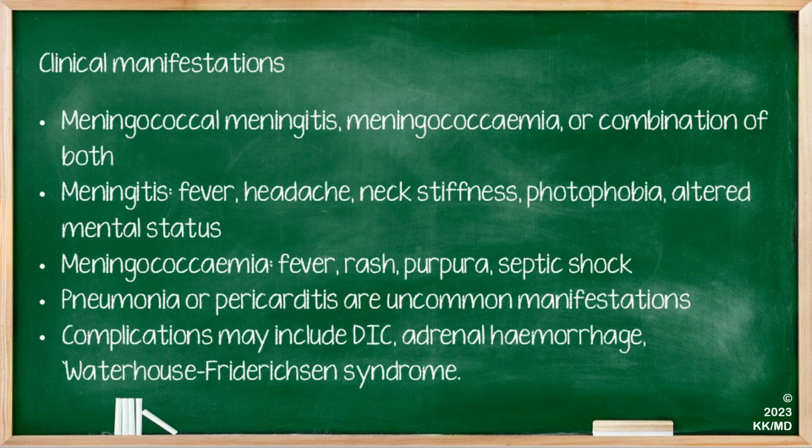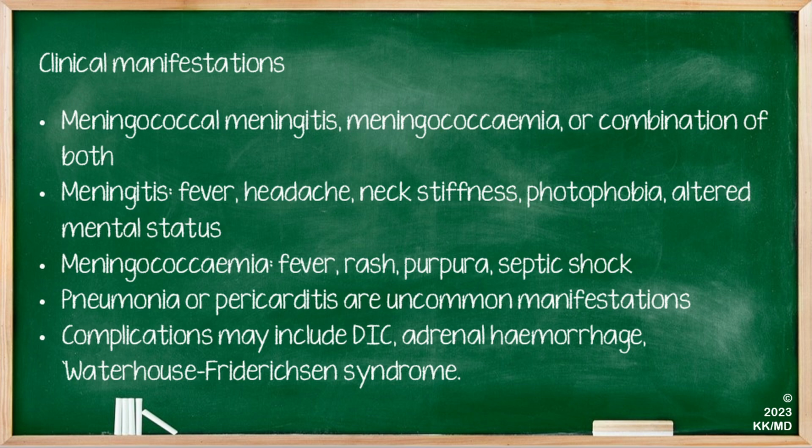The clinical manifestations of infection with Neisseria meningitidis can be wide-ranging. Meningococcal meningitis or meningococcemia, or a combination of both, are the most frequently spoken about. Meningitis comprises a presentation which includes fever, headache, neck stiffness, photophobia, and altered mental status, and this is something you may well have seen on the acute medical take. Meningococcemia also involves a fever, rash, as well as purpura and septic shock.